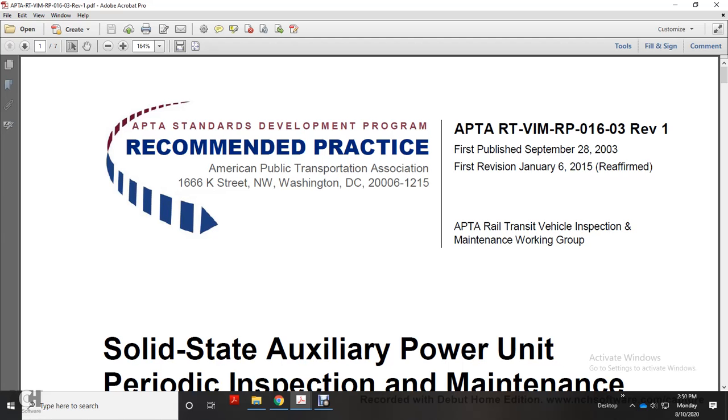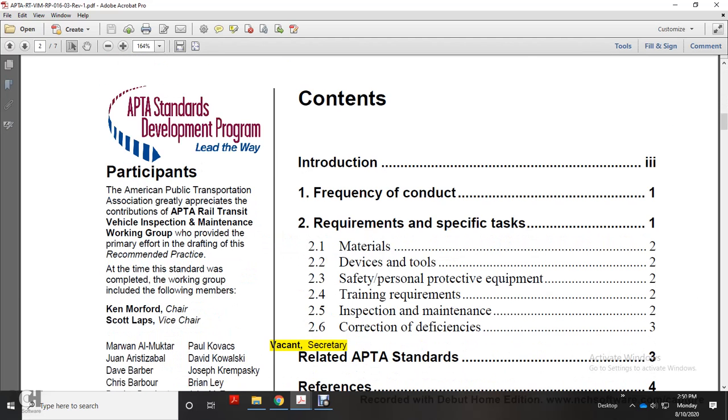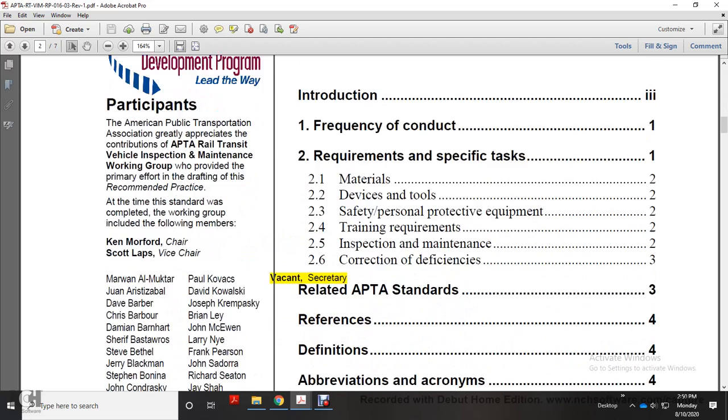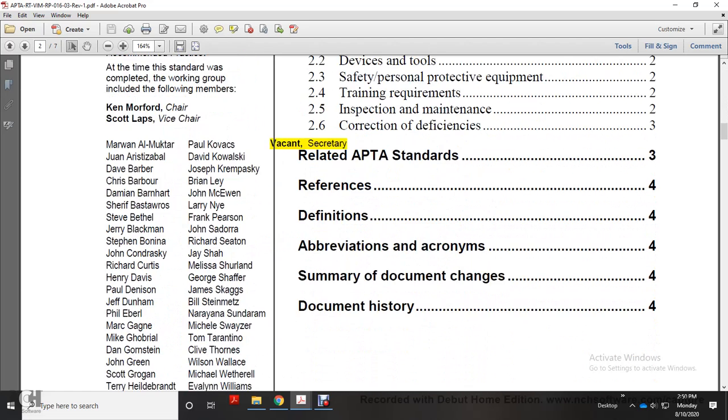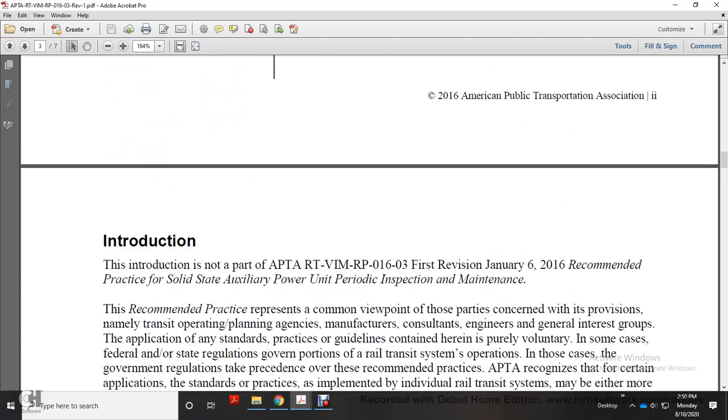APTA recommended practice: solid state auxiliary power periodic inspection maintenance. Contents: introduction, frequency, conduct, required specific task, materials, devices, tools, safety, personnel protective equipment, training, inspection, maintenance, correction of deficiencies, related APTA standards, references, definitions, abbreviations, acronyms, summary, document change, document history.